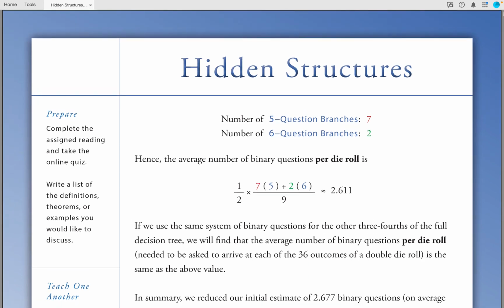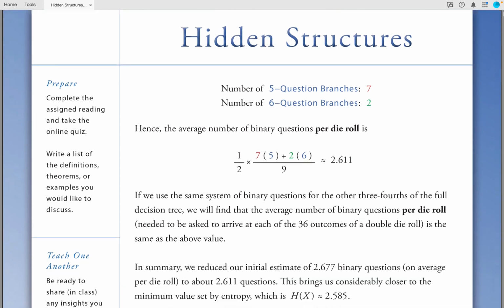Hence, the average number of binary questions per die roll is 1/2 times the quantity, 7 times 5 plus 2 times 6, that sum divided by 9, which comes out to be approximately 2.611. If we use the same system of binary questions for the other 3/4 of the full decision tree, we will find that the average number of binary questions per die roll needed to be asked to arrive at each of the 36 outcomes of a double die roll is the same as the above.